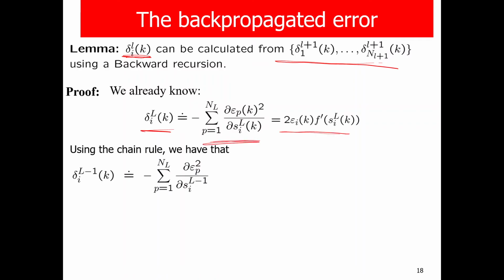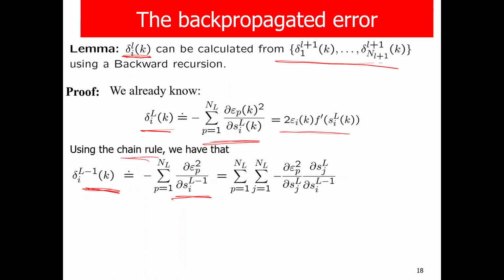This is the definition of delta L minus 1, the derivative of the squared error with respect to S on layer L minus 1. And now, using the chain rule, we can see that to calculate this expression, we just need to calculate the derivative of the squared errors with respect to S on layer L and multiply this with the derivative of S on layer L with respect to S on layer L minus 1.